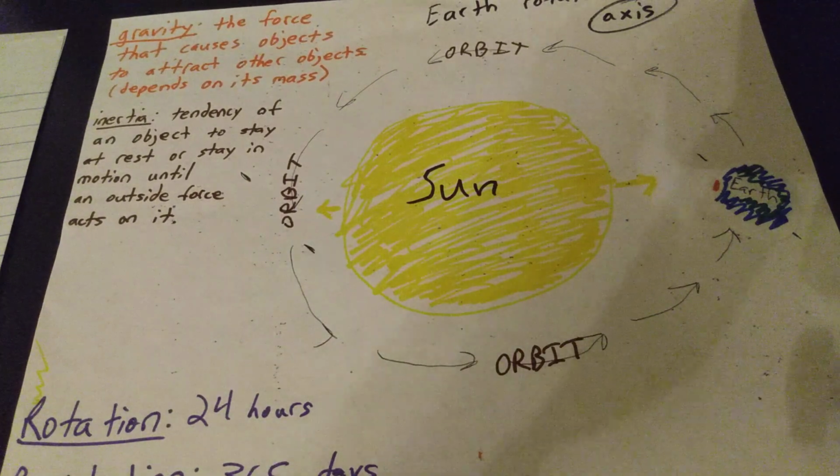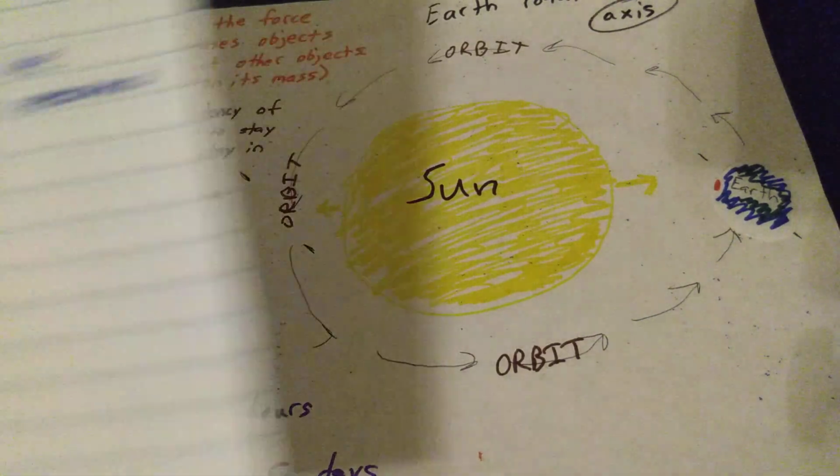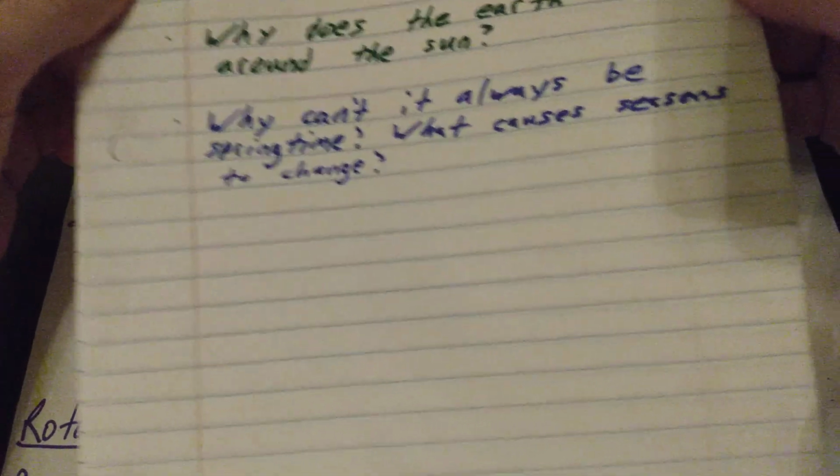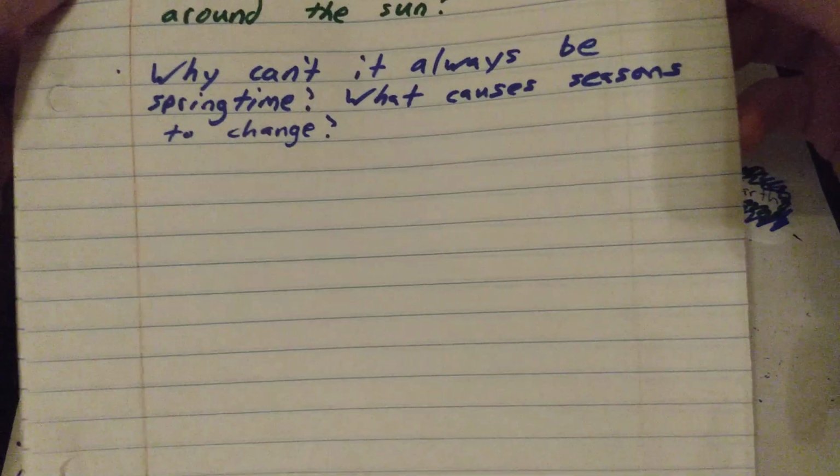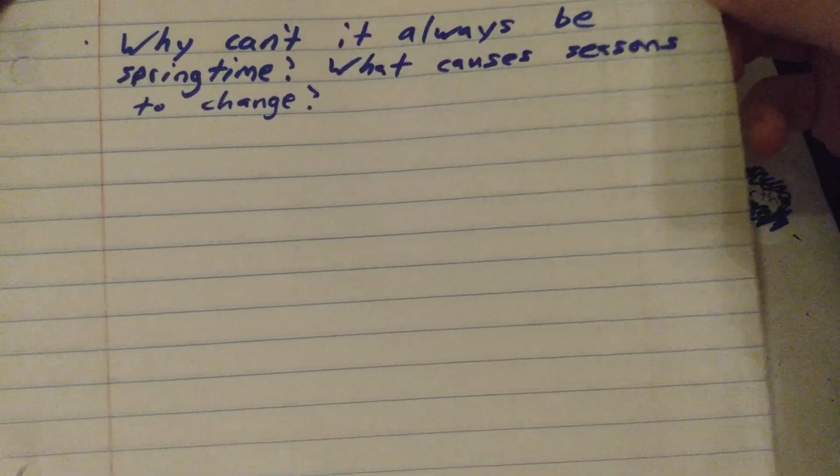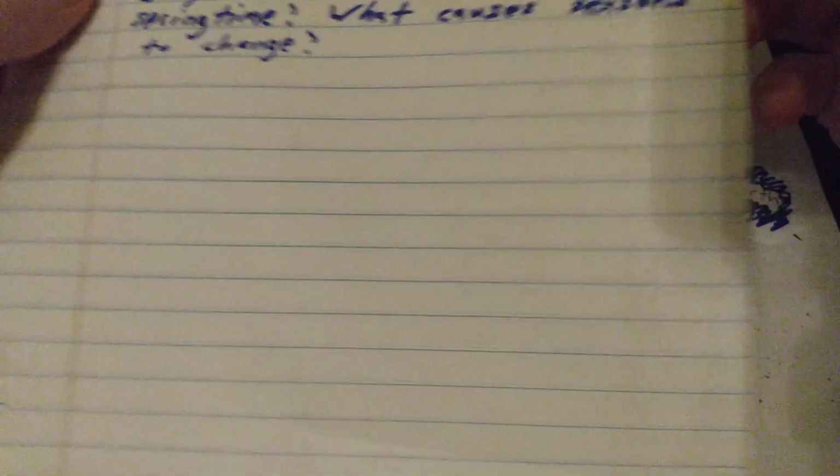All right. So now the last question. Why can't it always be springtime? What causes seasons to change?